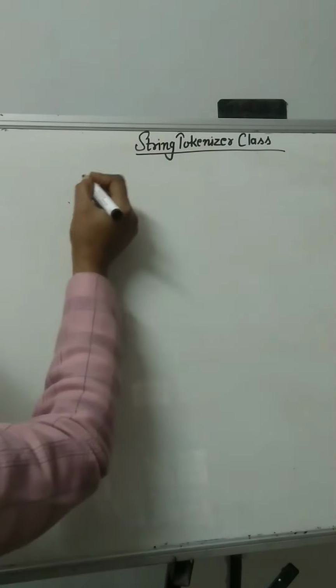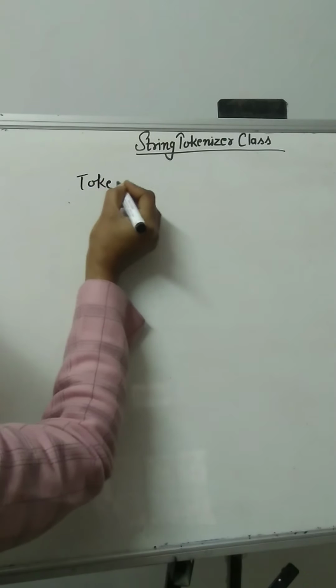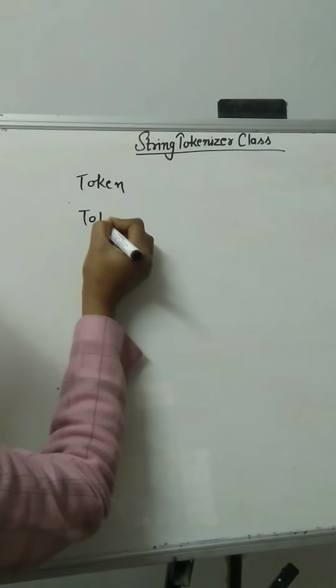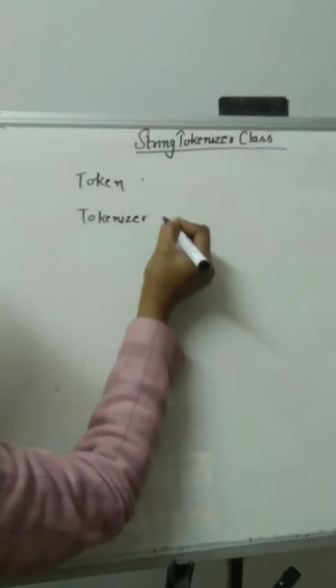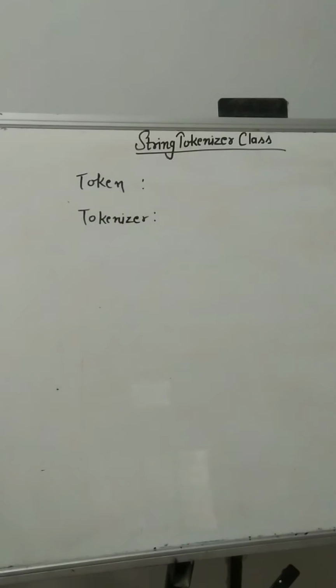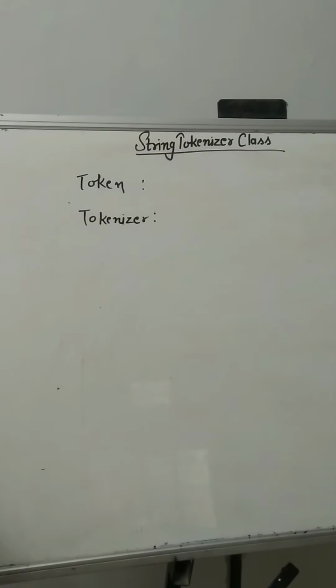Welcome class. Today I am going to explain to you about the StringTokenizer class. Before going into the details of the StringTokenizer class, let us first understand two terms: token and tokenizer. Token: a sequence of consecutive characters without any delimiters is known as a token.